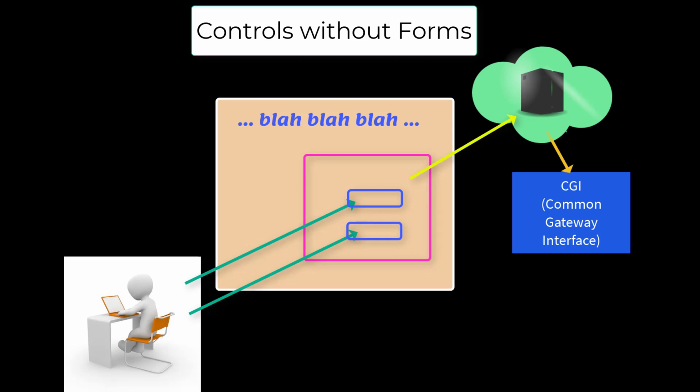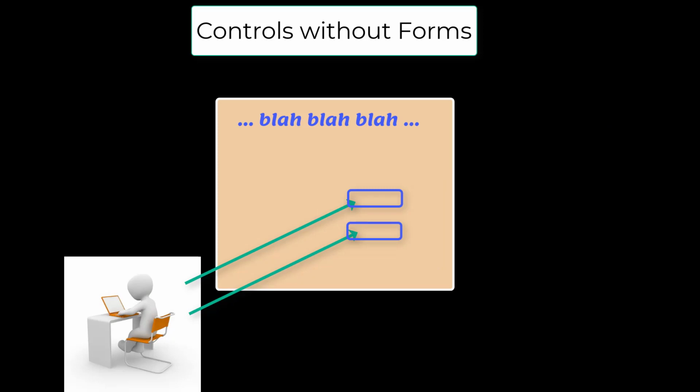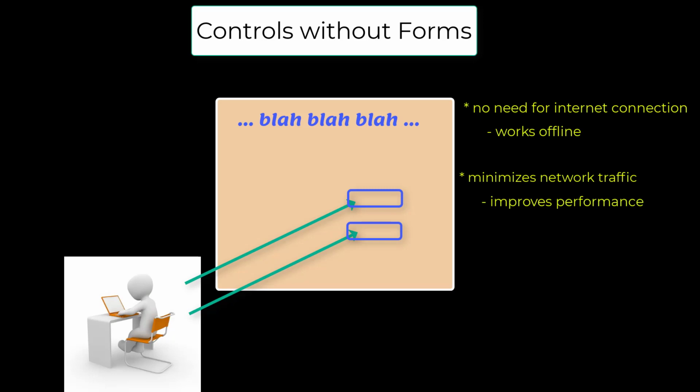But there are times you don't need to transmit the information you gather to the server. You can do useful work right in the browser. In fact, there are a number of benefits in these situations. You don't need to be connected to the internet, so this works offline. It minimizes network traffic and improves performance, and it improves security and privacy. User data is not put on the server or sent over the network.